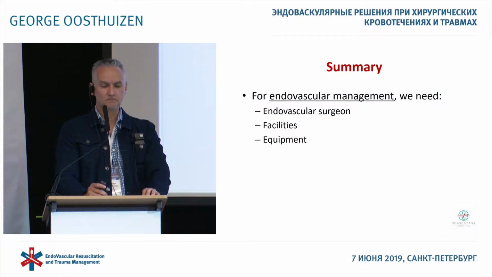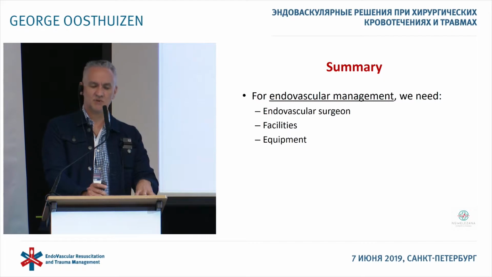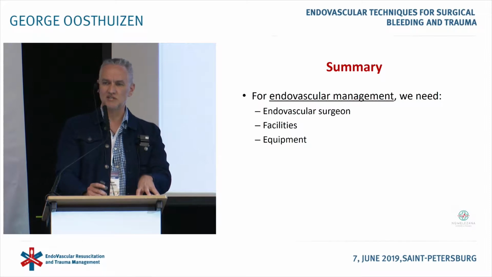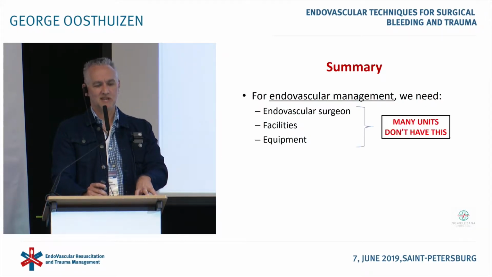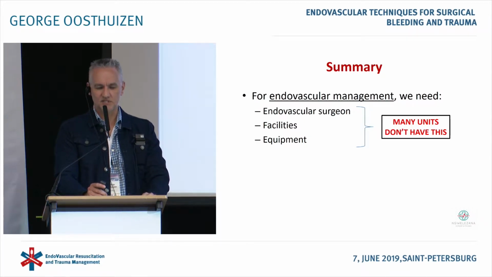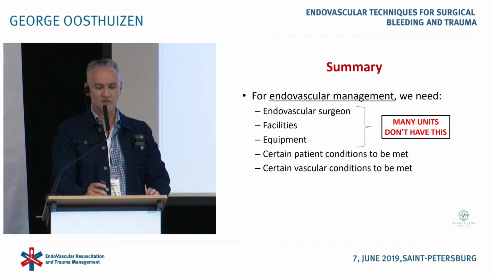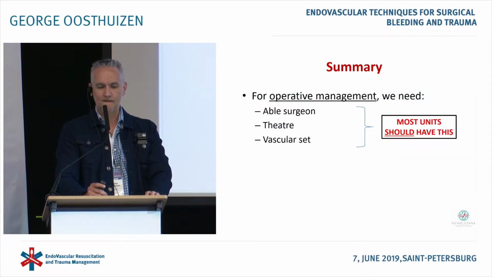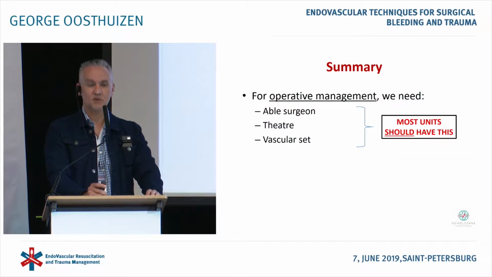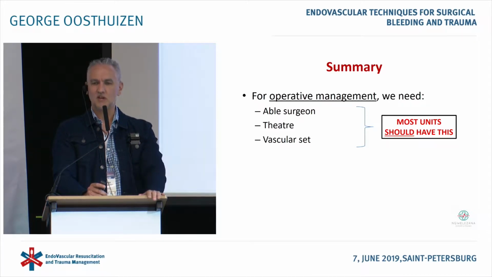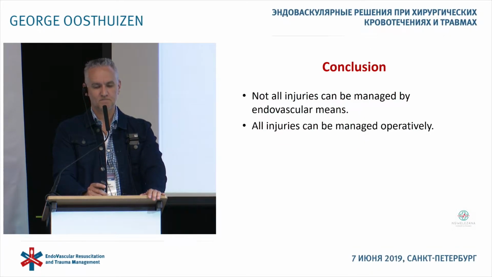So, in summary, for endovascular management, we need an endovascular trained person, we need special facilities, and we need special equipment. And many units, probably most units across the world, do not have this. In addition, you need certain patient conditions to be met, and you need certain vascular conditions to be met, as I've shown. However, for operative management, you need an able surgeon with an able anesthesiologist, you need a theater, and you need a vascular set, and most units across the world have this or should have this.